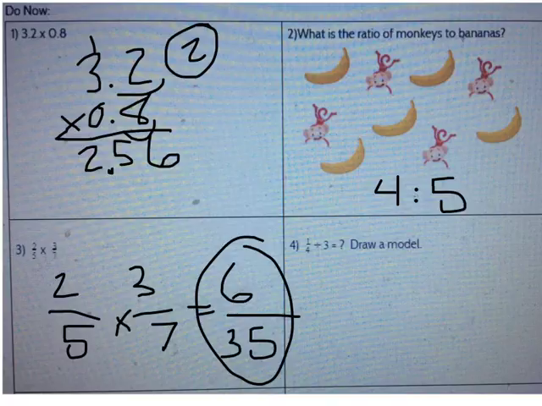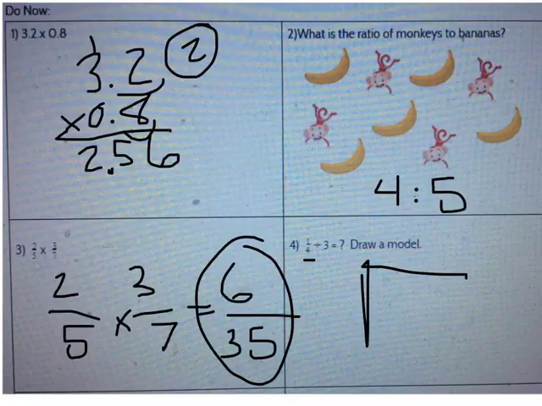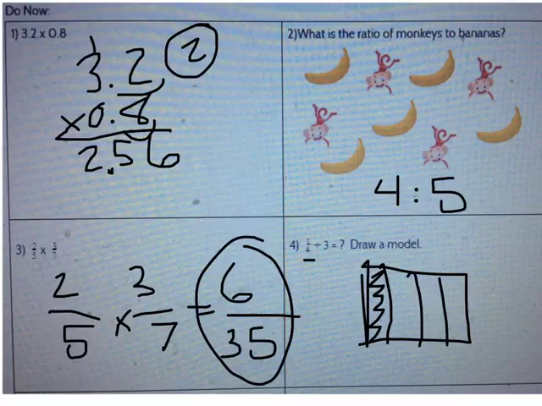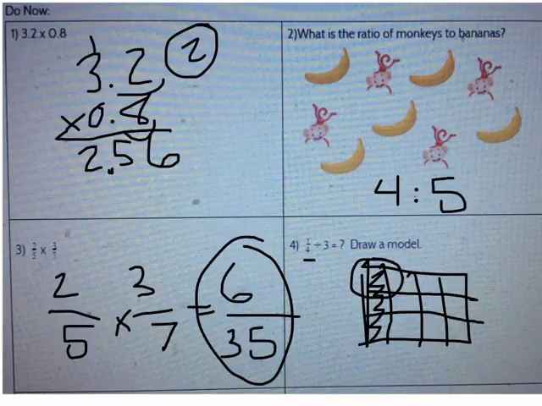1/4 divided by 3. Draw a model. Well, what's the dividend in this problem? 1/4 is the dividend. So what am I going to start my model with? I'm going to start my model with 1/4. Now I need to split it into 3 pieces and keep one piece. So what's my new fraction? What's 1/4 divided by 3? It's 1/12.